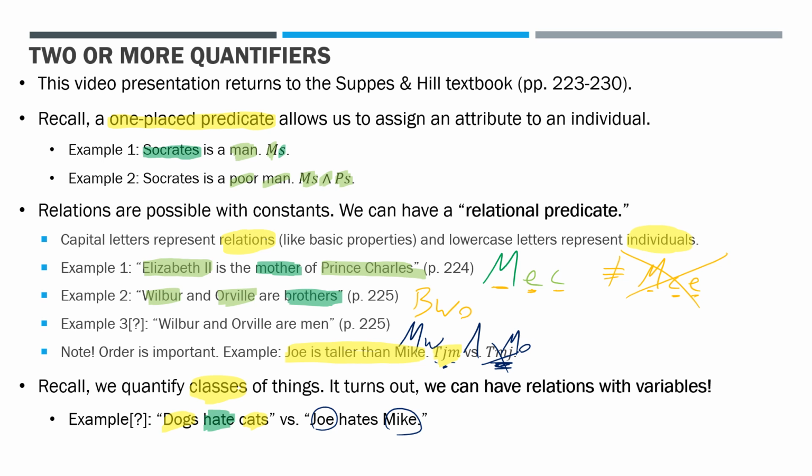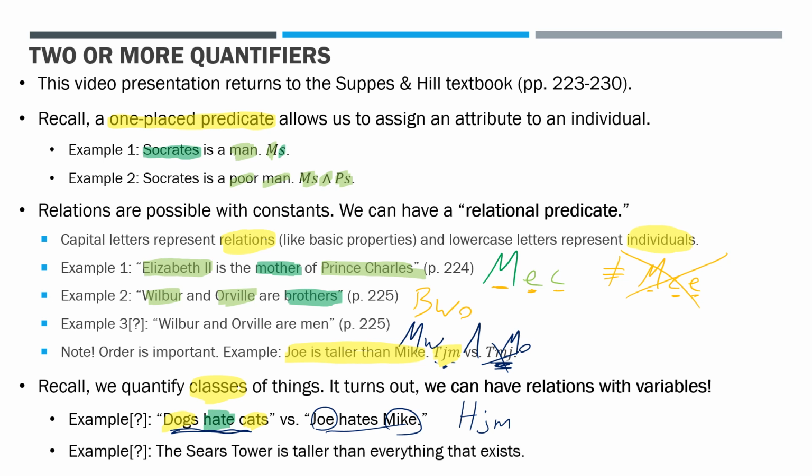So Joe obviously is a particular person. Mike's a particular person. They're not classes of things. Okay. And for this example, that Joe hates Mike, we'll just say capital H for the relation of hates, lowercase j for Joe, and lowercase m for Mike. But we'll need quantified variables for dogs hate cats. We'll need two quantified variables. We give two classes of things.